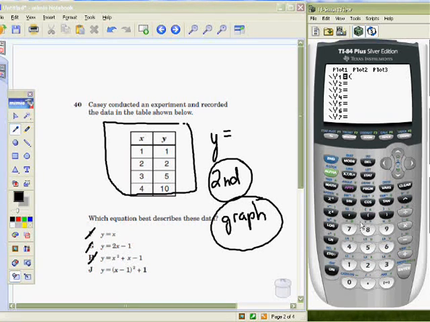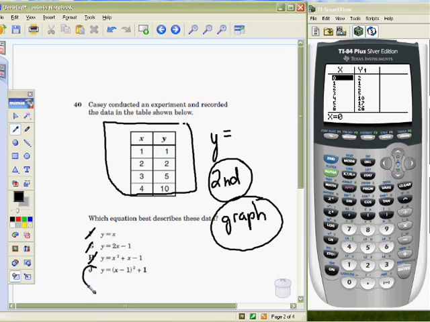Parenthesis, x minus 1, close parenthesis, squared, plus 1. Second graph. I've got 1, 1, good. 2, 2, good. 3, 5, good. 4, 10, good. My answer is J. Pretty easy, huh?